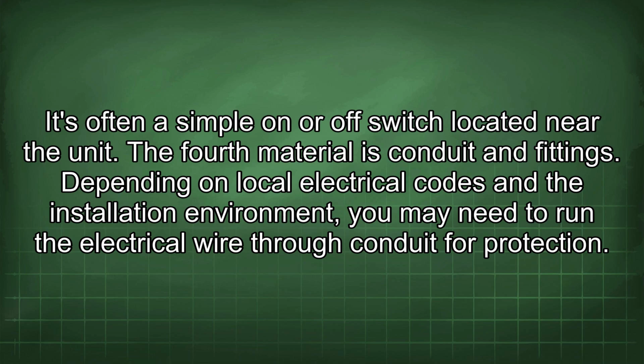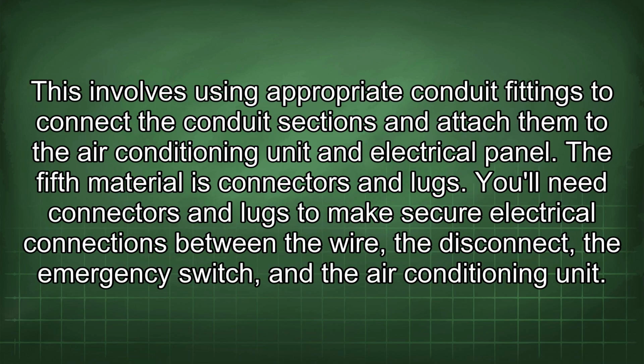The fourth material is conduit and fittings. Depending on local electrical codes and the installation environment, you may need to run the electrical wire through a conduit for protection. This involves using appropriate conduit fittings to connect the conduit sections and attach them to the air conditioning unit and electrical panel. The fifth material is connectors and lugs.